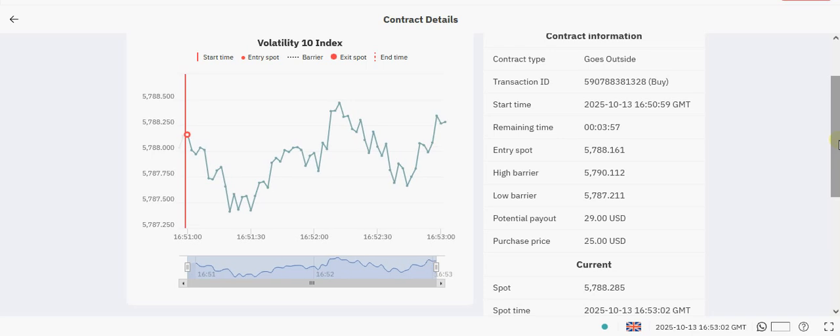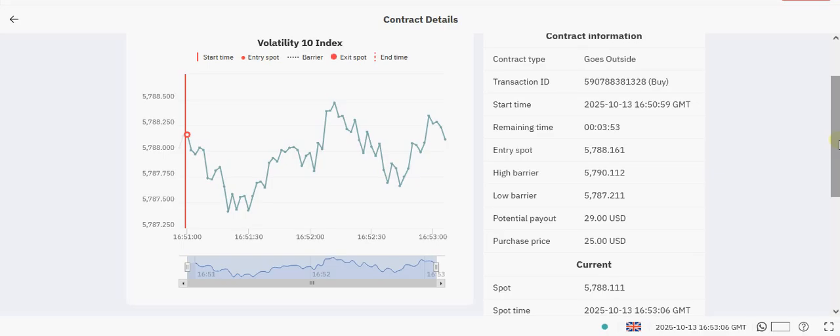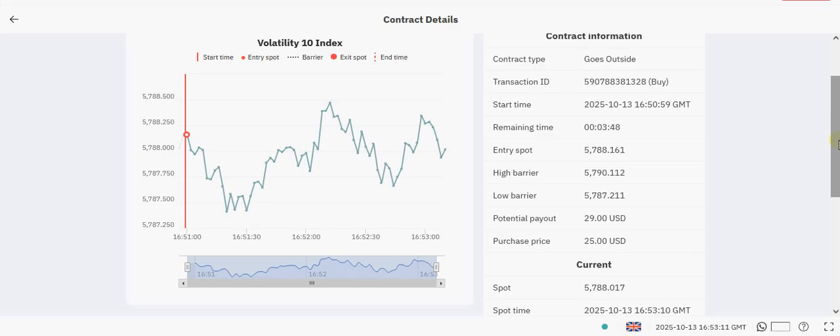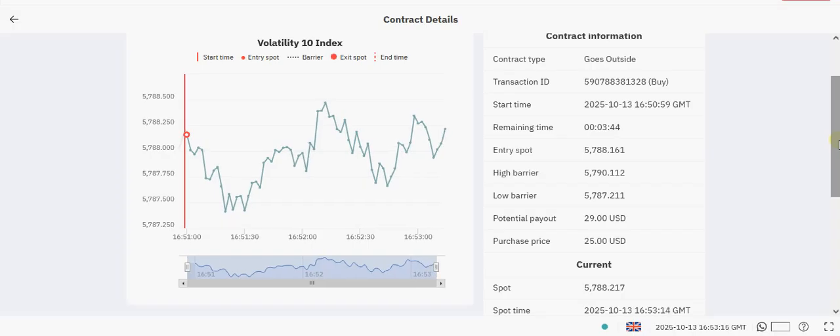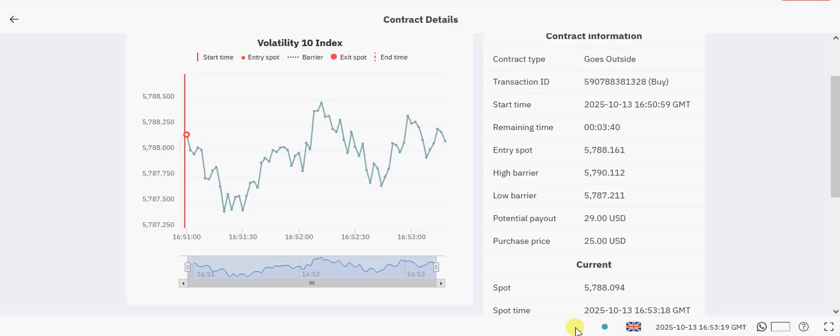There's a time count right there. So our barrier isn't visible yet.